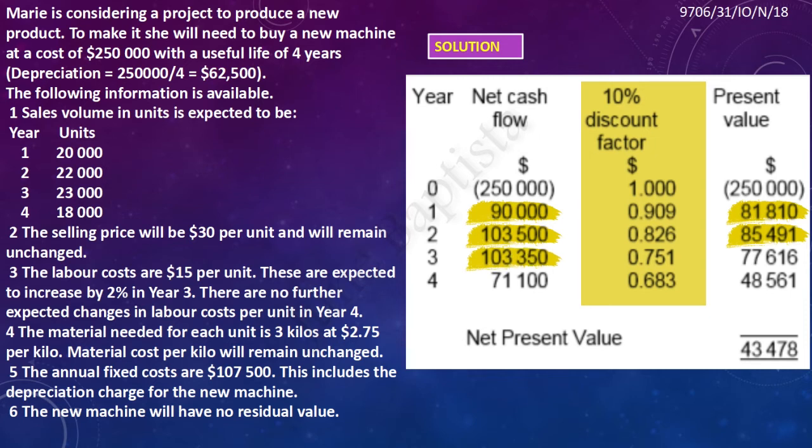In year 3, the net cash flow of $103,350 is multiplied by the discounting factor to give us a present value of $77,616. In year 4, the net cash flow of $71,100 is multiplied by the discounting factor to give us a present value of $48,561. Adding all the positives and subtracting it from the negative, we get a positive net present value of $43,478.